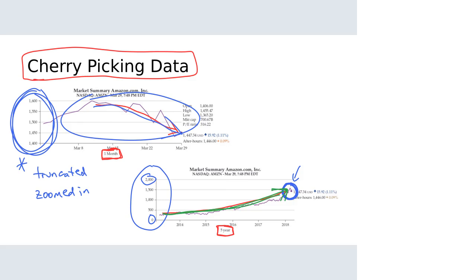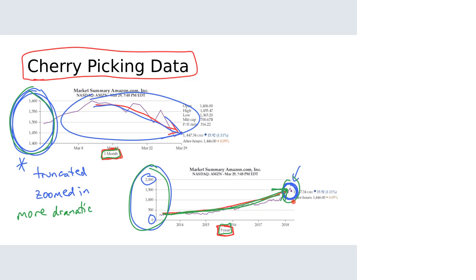Okay, so two things on this page: cherry picking data, just using this 1 month instead of looking at the big picture. And we can see that the axis has been truncated, making the change look more dramatic, as opposed to being zoomed out where the change looks less dramatic.